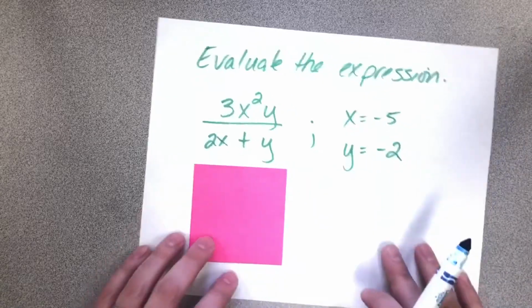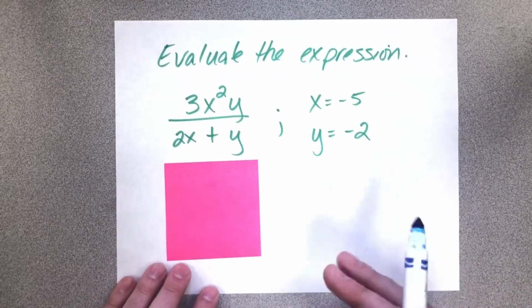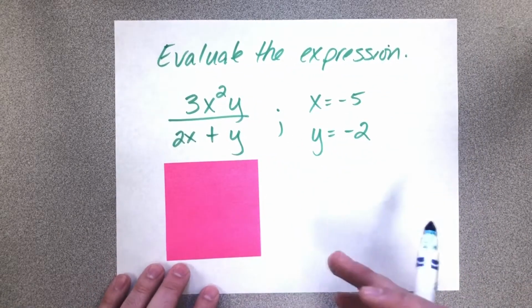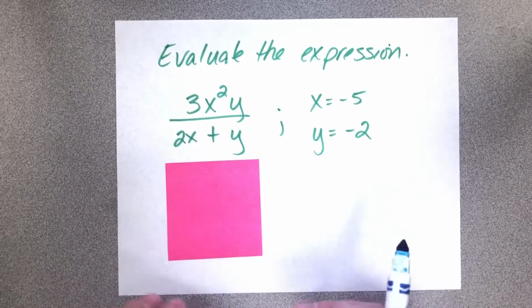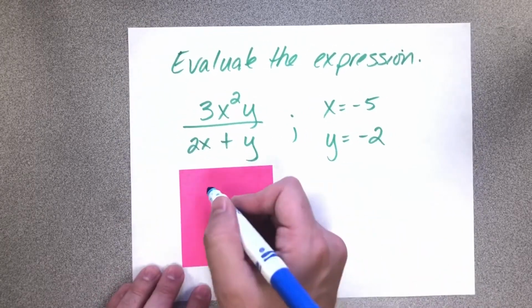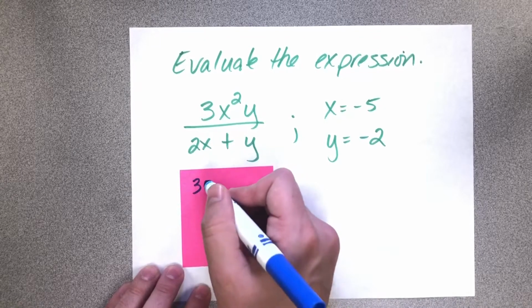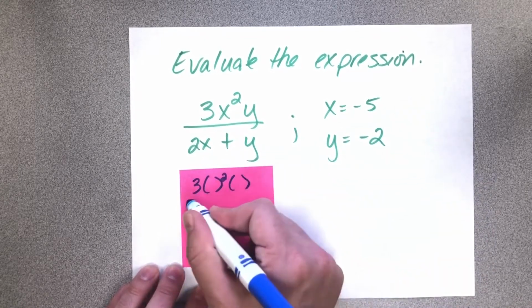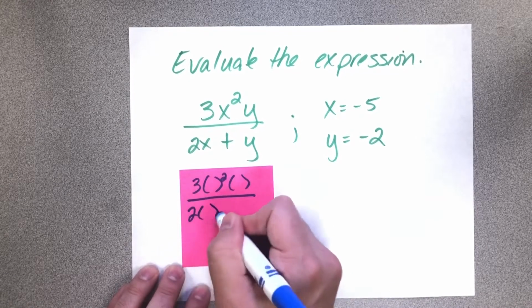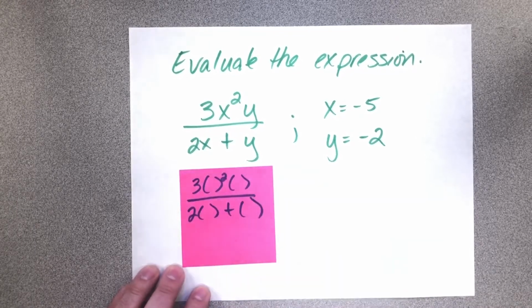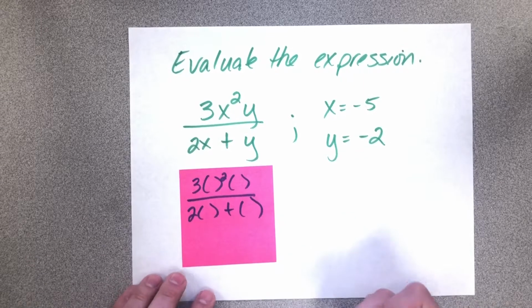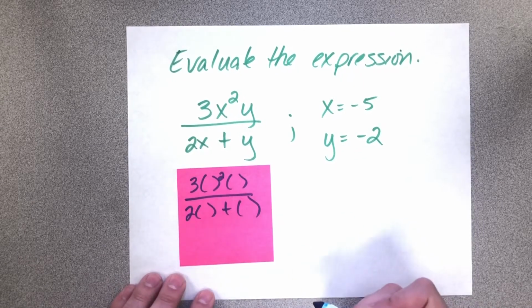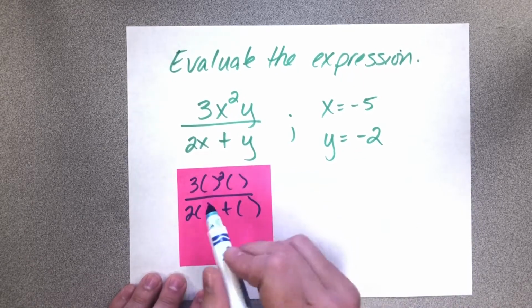Sometimes expressions are a little more complicated than that one was. For instance, this particular expression is a fraction. It's got more than one variable. Same process. I'm going to start by writing the expression, putting parentheses everywhere there is a variable. And this should help me set up my expression correctly when I get ready to evaluate it.